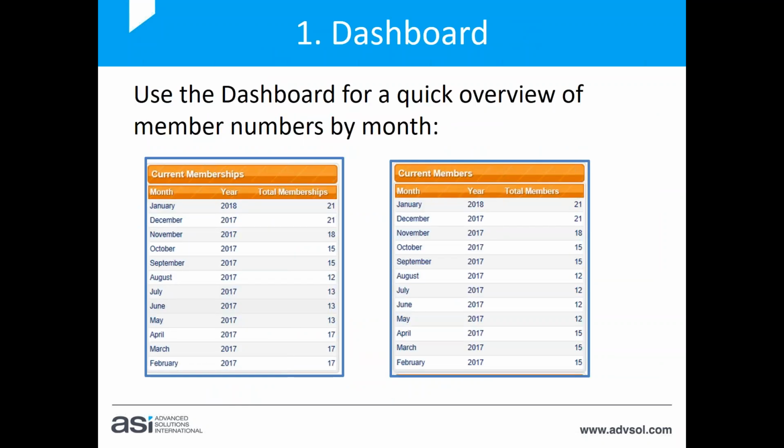Okay, step one. The first type of reporting is the dashboard. As I mentioned, a quick overview of member numbers by month. Now this dashboard cannot be edited. It is a set sort of hard-coded part of the system. It's a brief look at how your users are interacting with your site as well as your site storage. So let's have a look at that in the back end.